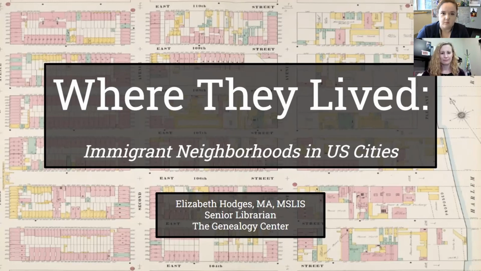But yeah, so what we're going to do, we're just going to talk about where they lived, right? So our immigrant ancestors, when they immigrated to the United States, those who stayed in major US cities, or at least stayed there for a little while, what would that have looked like for them? What do those neighborhoods look like? So we'll talk a little bit about that.